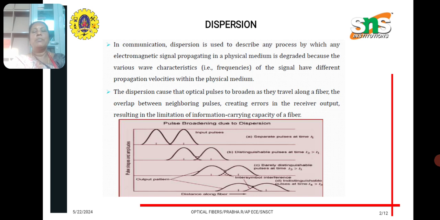What happens when dispersion occurs in an electromagnetic wave is that it causes the optical pulses to broaden when they travel along a fiber. Because of the broadening of pulses, overlapping between the neighboring pulses takes place, which creates error in the receiver output. So this results in the limitation of the information carrying capacity of a fiber.